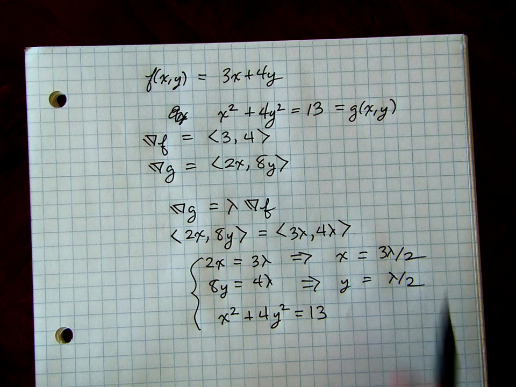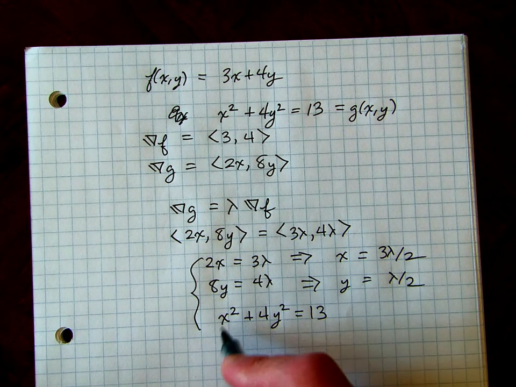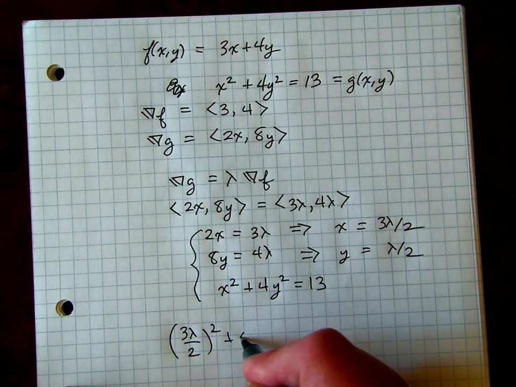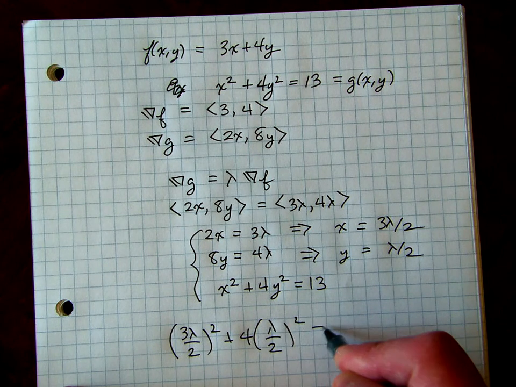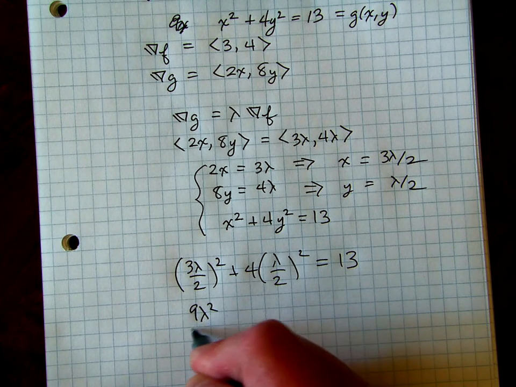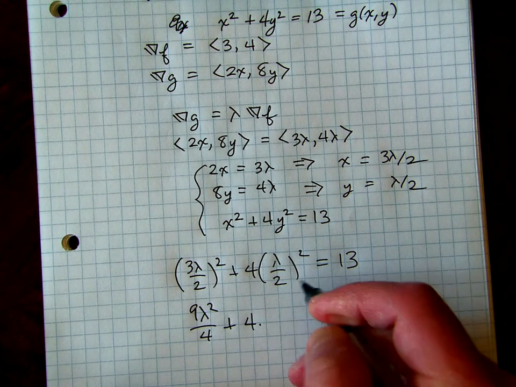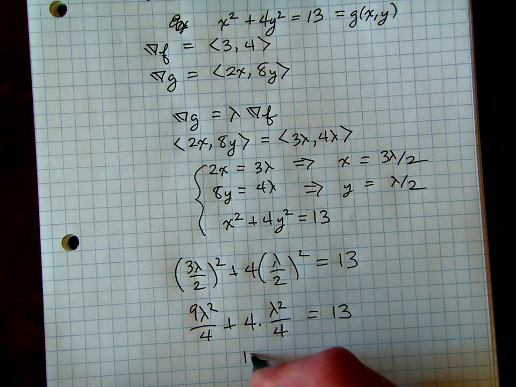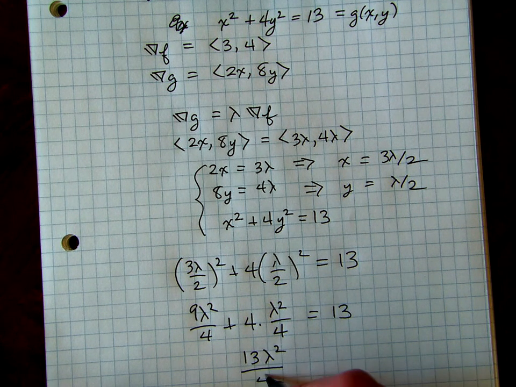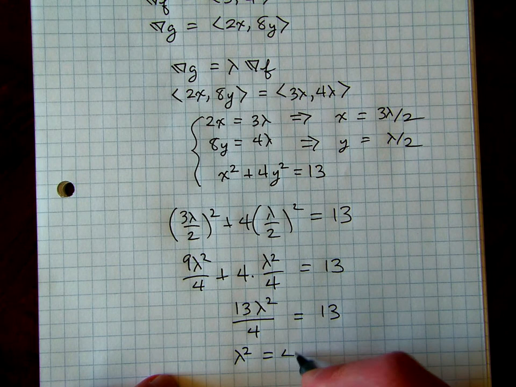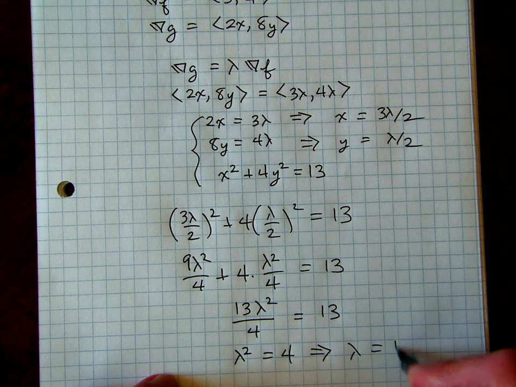Okay, let's plug these in. 3 lambda over 2 is squared. We have 4 times lambda over 2 squared, and that's 13. So what do we have now? 9 lambda squared over 4 plus 4 times lambda squared over 4 equals 13. We end up with 13 lambda squared over 4 is 13. And somehow I have managed to create another problem where lambda squared has to equal 4. So lambda is plus or minus 2.